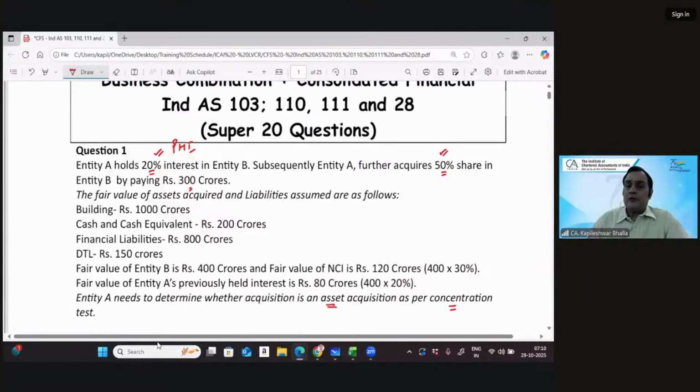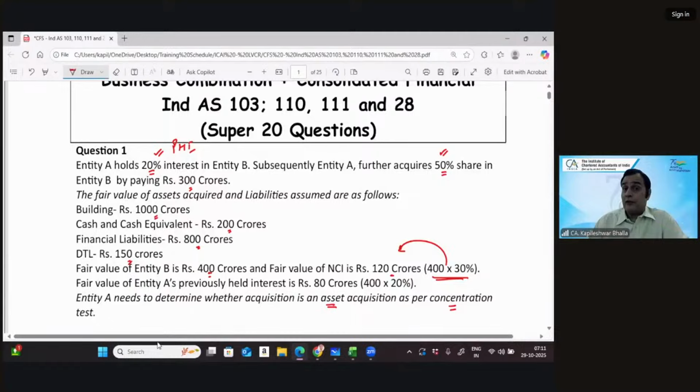Then it says the fair value of the assets acquired and the liabilities assumed is given. The building is 1000 crore. The cash is 200 crores. There are financial liabilities of 800 crores, and there is a DTL, that is a deferred tax liability, of 150 crores. Then it says the fair value of entity B is 400 crores, and the fair value of the NCI, because 20 plus 50 makes it 70%, so 30% is the NCI. 30% of that 400 crores makes it 120 crores.